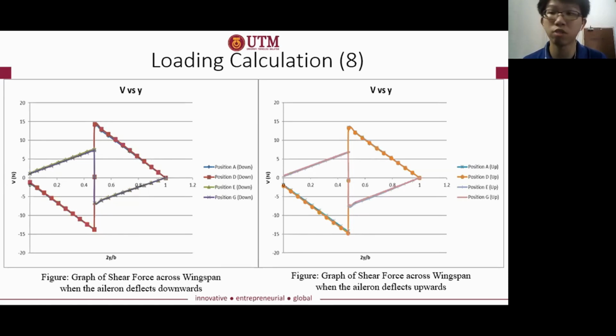As a result, the shear force diagram differs from the normal shear force diagram that we know, which shows a graph with a decreasing slope along the wingspan. The difference between both figures, as shown here, is that the maximum shear force is relatively smaller when the aileron deflects upward, in the figure on the right. This is because the change in lift coefficient when the aileron deflects downward is larger. It all depends on the change in lift coefficient.